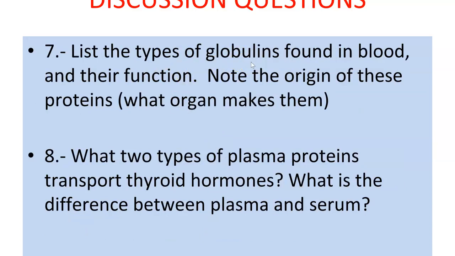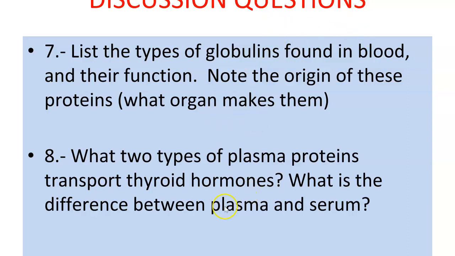You should know the types of globulins found in blood and the origins, the organs that make them. So remember, alpha and beta globulins were made by the liver, while gamma globulins were made by immune system cells. Notice this question 8, the two types of plasma proteins that transport thyroid hormones. We had albumin itself transporting thyroid hormones sometimes, but that is not its main job. The thyroid transporting molecules are the ones which are a type of globulins. Alpha and beta globulins are the ones that normally transport thyroid hormones.